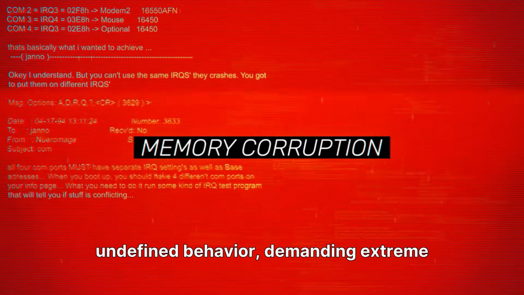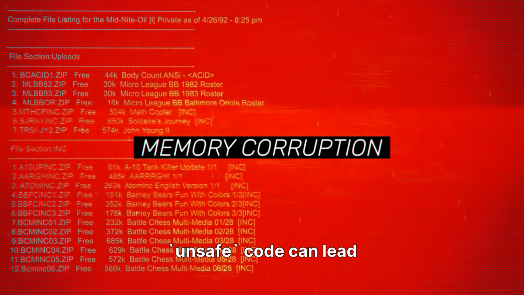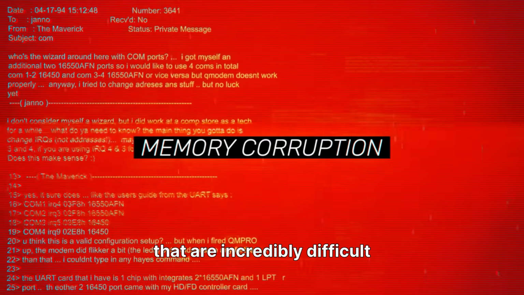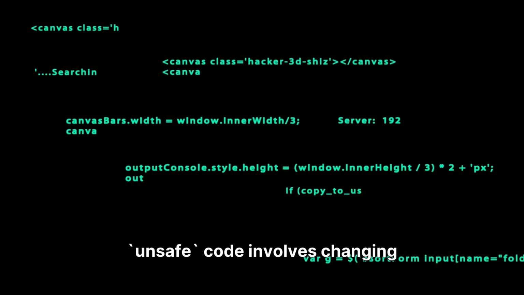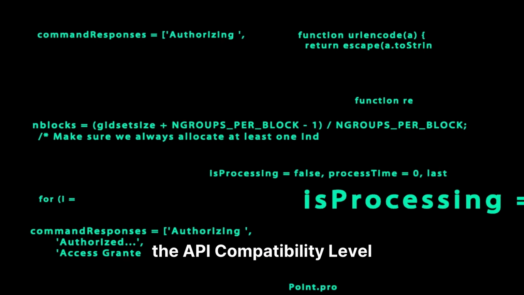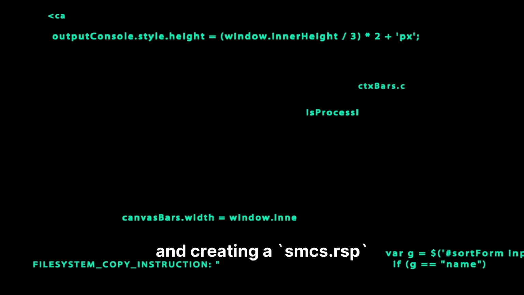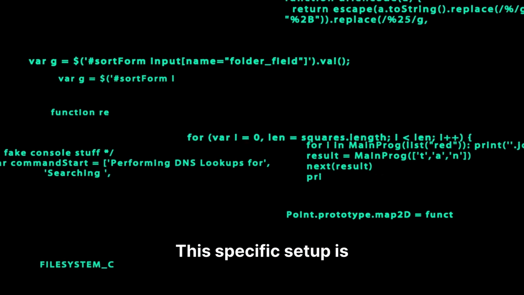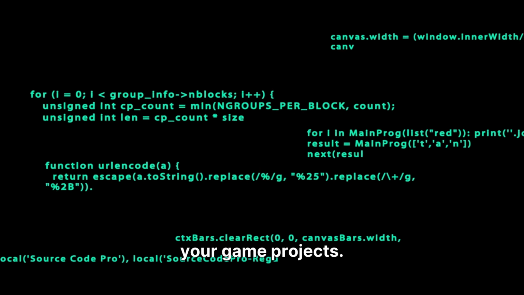These risks include memory corruption, buffer overflows, and undefined behavior, demanding extreme caution and thorough testing. A single mistake in unsafe code can lead to application crashes, security vulnerabilities, or subtle bugs that are incredibly difficult to diagnose and fix. For Unity developers, enabling unsafe code involves changing the API compatibility level to .NET 2.0 subset and creating a smcs.rsp file with -unsafe in your Assets directory. This specific setup is necessary to allow the Unity compiler to process unsafe code blocks within your game projects.